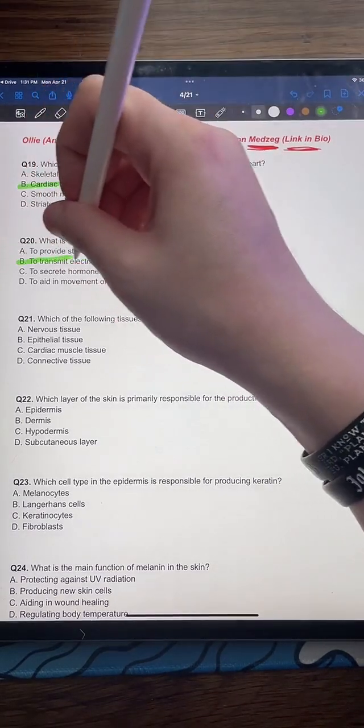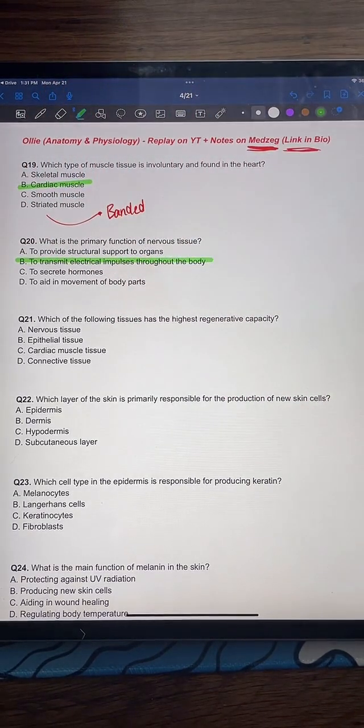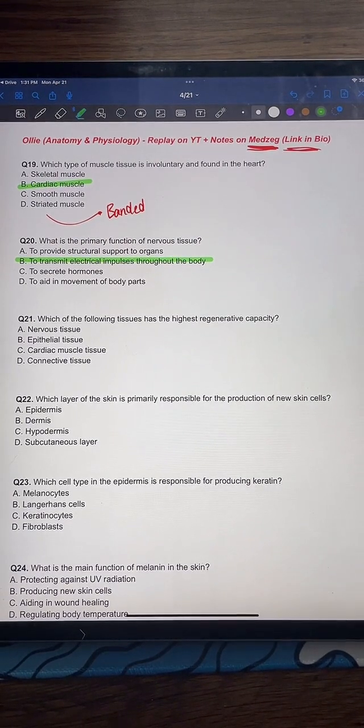Number 20 is B. It is to transmit electrical impulses throughout the body. Nervous tissue is going to transmit those electrical signals. Basically, it's what's going to allow our body to communicate via different parts in the brain. But structural support would be more so for connective tissue. Secreting hormones would be for the endocrine system. And then to aid in movement, that would be like muscular tissue.